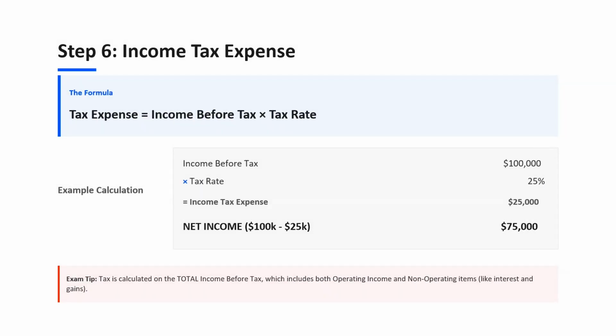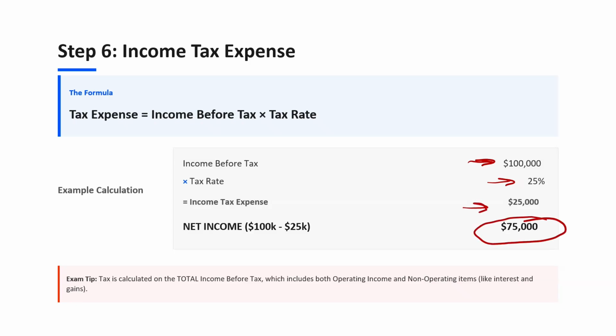Since we calculated income before tax, now we need to account for income tax expense. And this is a very straightforward calculation. We simply multiply our income before tax by applicable tax rates. Here's an example: let's say our income before tax was $100,000 and our tax rate was 25%, our income tax expense would be $25,000.